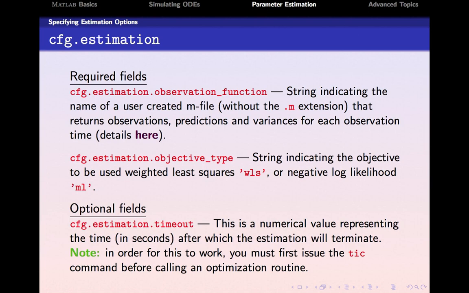In order to control the estimation, we have to tell it, at least minimally, the name of the observation function. This is the user-defined function that you create, called observation_details.m. That's what it's used as in all of the examples, and until you feel comfortable with what's going on, I would just leave it as the default value of observation_details.m. The last thing we need to do is tell it the type of objective function to use, either weighted least squares or negative log likelihood.